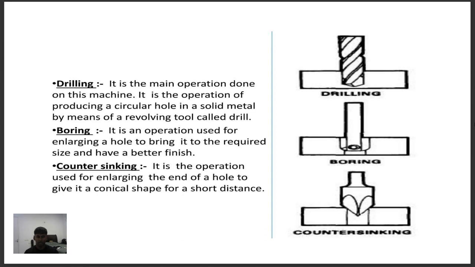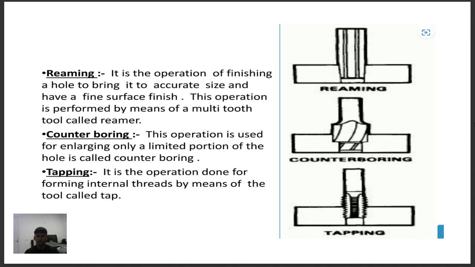Countersinking. It is the operation used to enlarge the end of a hole to give it a conical shape for a short distance. Reaming. It is the operation of finishing a hole to bring it to accurate size and have a fine surface finish. This operation is performed by means of a multi-tooth tool called reamer.